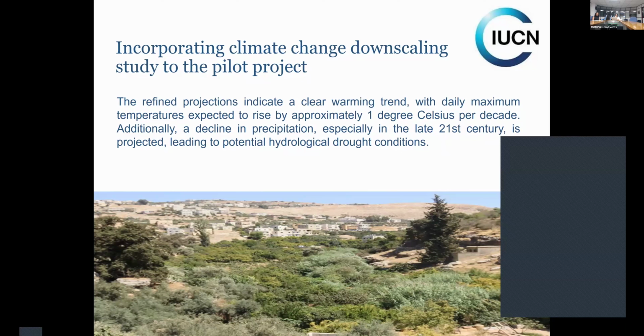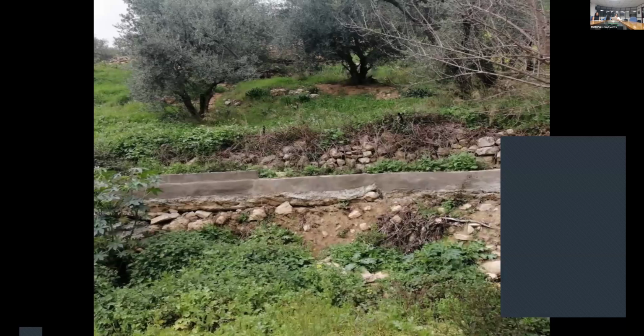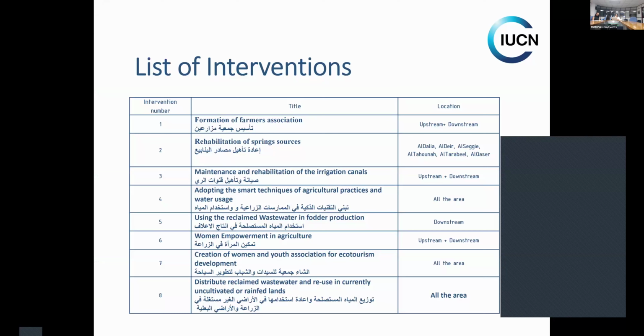The result of the study indicated a clear warming trend, with daily maximum temperature expected to rise by approximately 1 degree Celsius per decade. Additionally, a decline in precipitation, especially in the late 21st century, is projected, leading to potential hydrological drought conditions. Here you can see some of the deteriorated irrigation canals in the downstream.